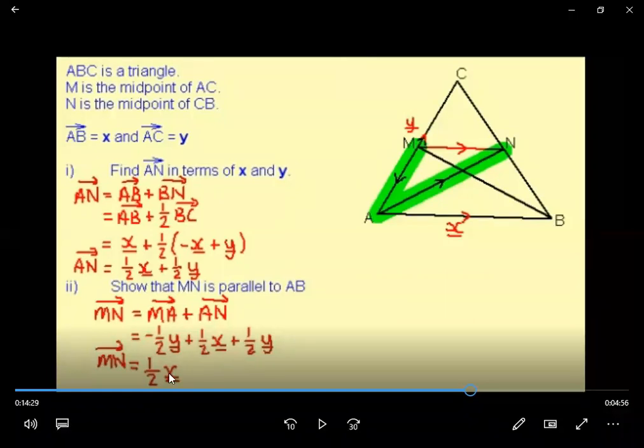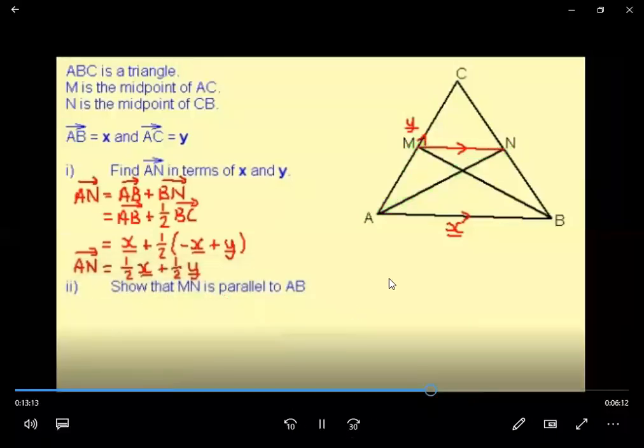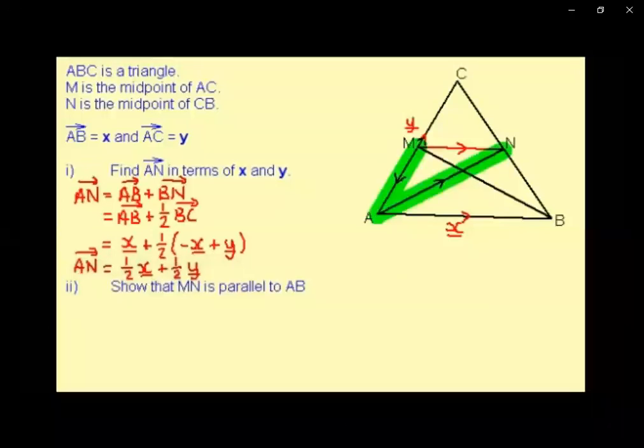All right, so let's see if I can find there. I'm going to use this route because I found vector AN in part 1 of the question. So remember, the first thing I need to find here is vector MN, and the first thing I need is vector MA.